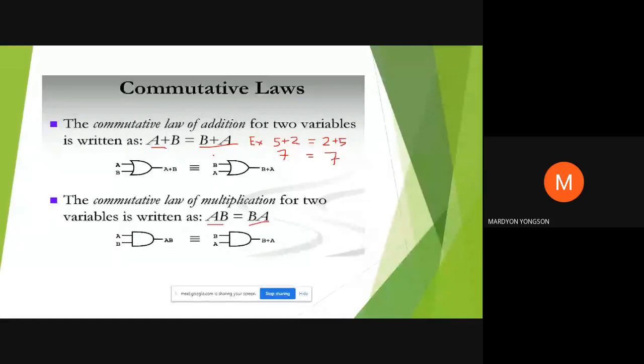ng computation. And then also we have AB equals BA, which equals 3 times 1. So we have 3 equals 3.